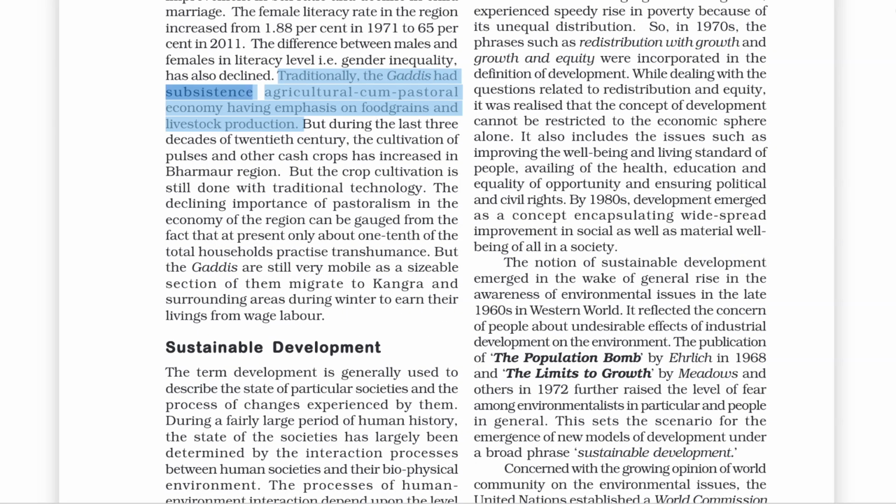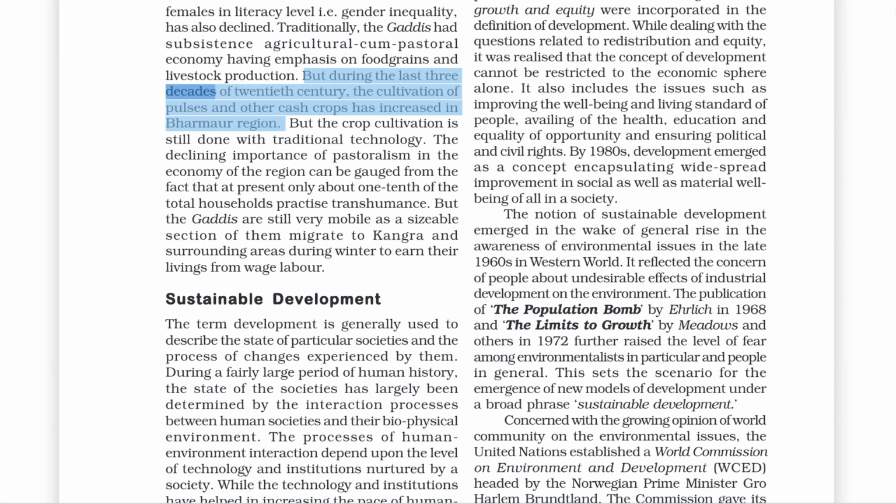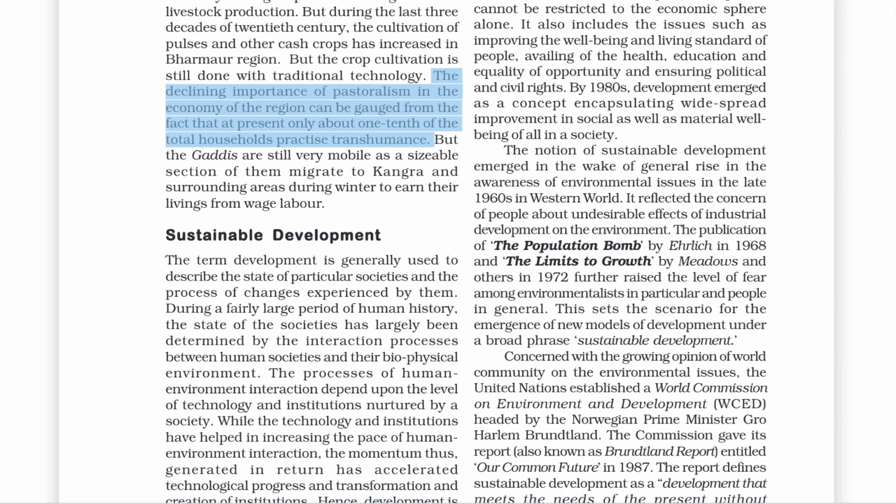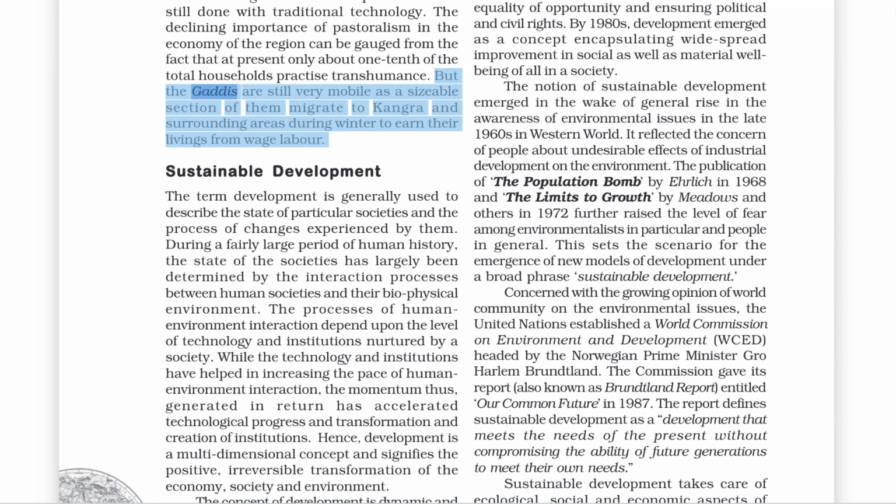Traditionally, the Gaddis had subsistence agricultural pastoral economy having emphasis on food grains and livestock production. But during the last 3 decades of 20th century, the cultivation of pulses and other cash crops has increased in Barmore region. But the crop cultivation is still done with traditional technology. The declining importance of pastoralism in the economy of the region can be gauged from the fact that at present only about 1/10 of the total households practice transhumance. But the Gaddis are still very mobile, as a sizable section of them migrate to Kangra and surrounding areas during winter to earn their livings from wage labor.